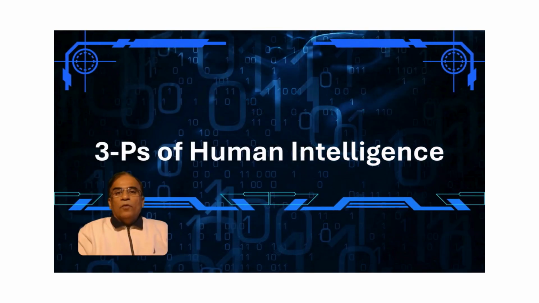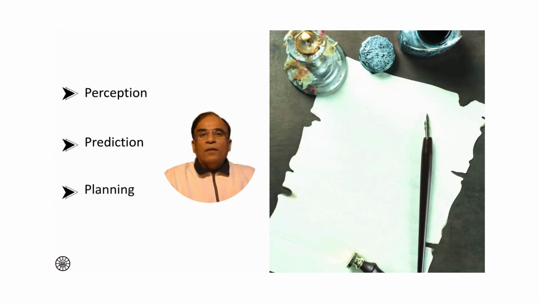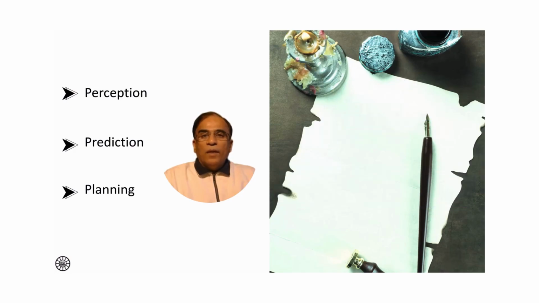Three P's of human intelligence. What makes human intelligence special? Broadly, you can break it down to the three P's, that is perception, prediction, and planning. First, perception. Humans are amazing at sensing, understanding, and processing lots of different inputs like sights, sounds, emotions, all at once. The second is prediction.